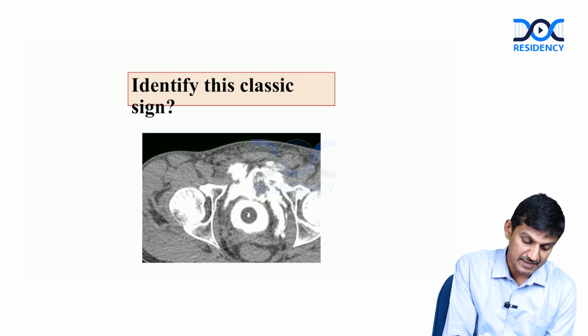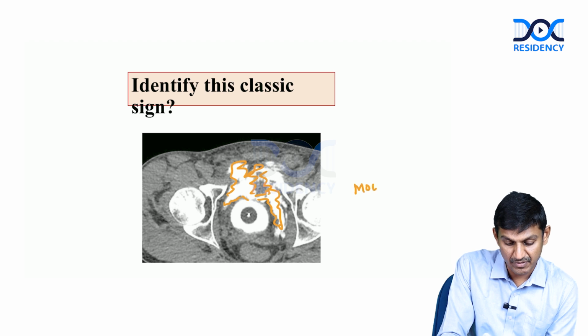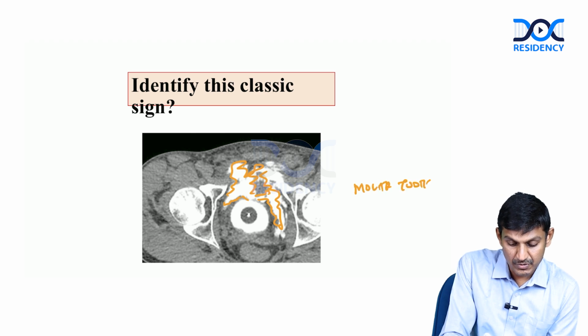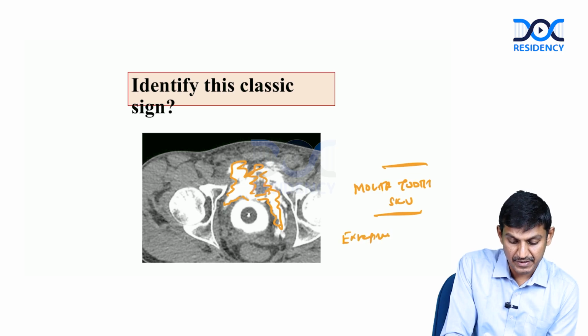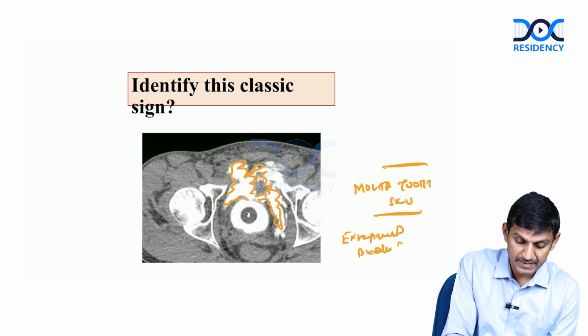So this is that case. This is another case where you see a cystogram, with contrast extravasation confined only to the extraperitoneal space in the pelvis. This is called the molar tooth sign. This is typically seen in extraperitoneal bladder injury.